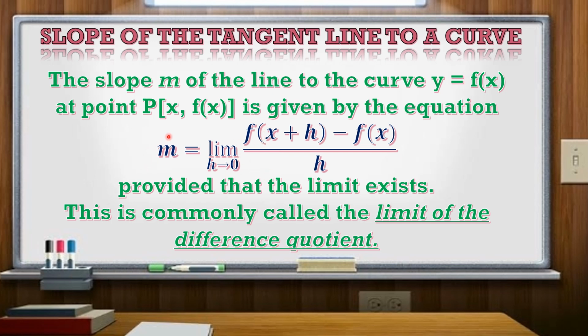So m denoted siya ng letter m, that is the slope of the tangent line to a curve, which is equal to the limit of your f of x plus h minus f of x all over h as h approaches 0, provided that the limit exists. Hindi siya undefined, hindi siya indeterminate. The limit exists. This is commonly called the limit of the difference quotient.